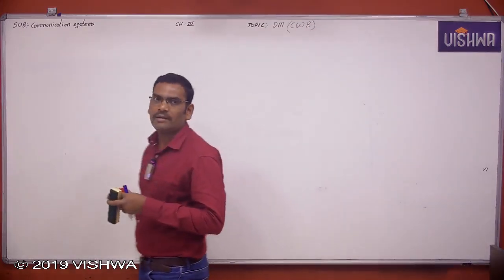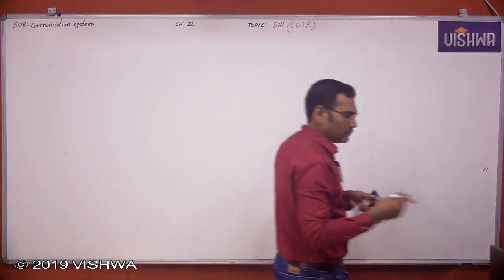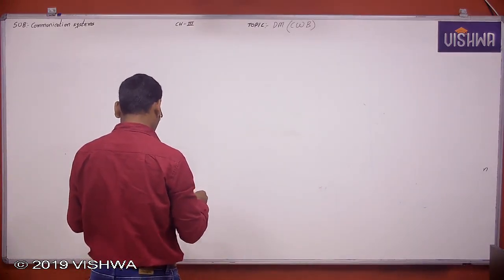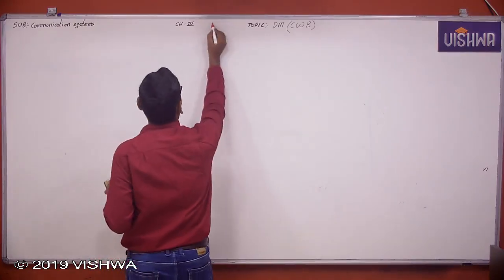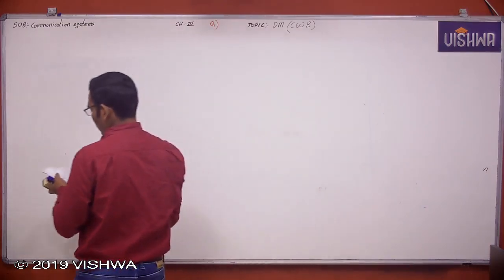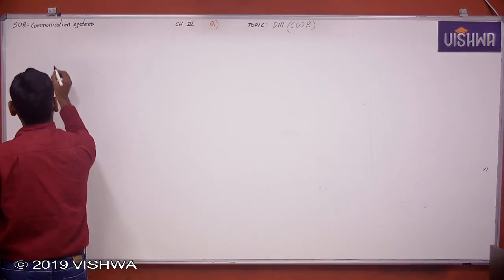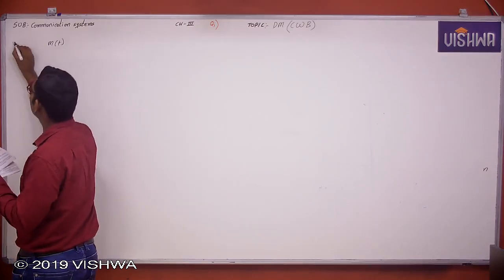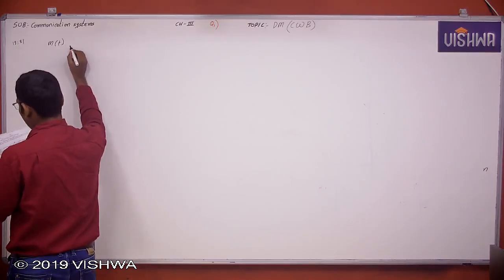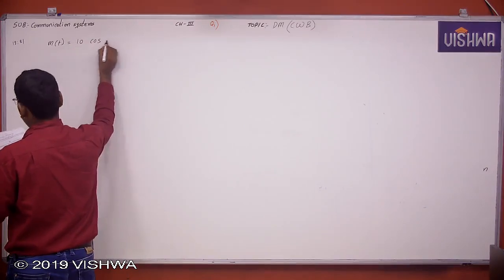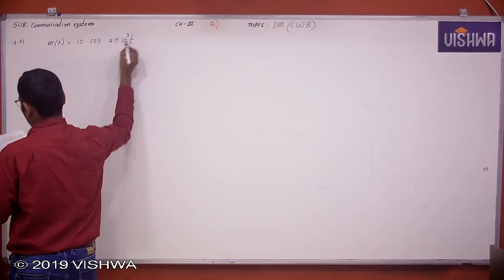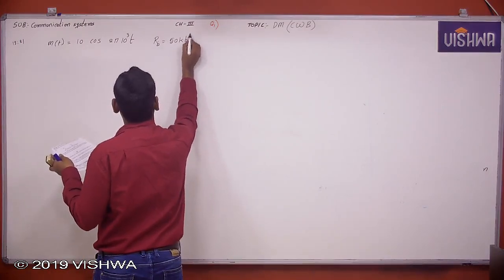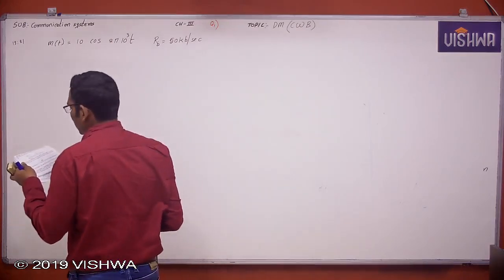Now we'll solve the problems of delta modulation, the classroom workbook problems. Question number 1: the input to a delta modulator is m of t equal to 10 cos 2 pi into 10 power 3 into t, and the bit rate is 50 kilobits per second. Determine the optimum value of the step size.